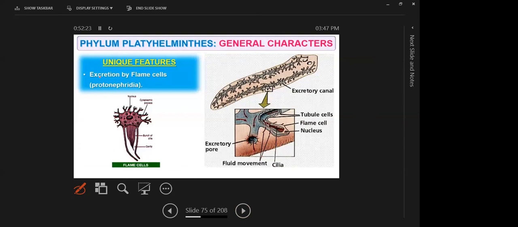So excretion is by flame cells. These flame cells are called protonephridia. They are the tiny structures which help in excretion. Can you see here? Flame cells. So these flame cells help in excretion. The digestive system is not good, because they are totally endoparasites. Because they always eat and produce waste, isn't it?